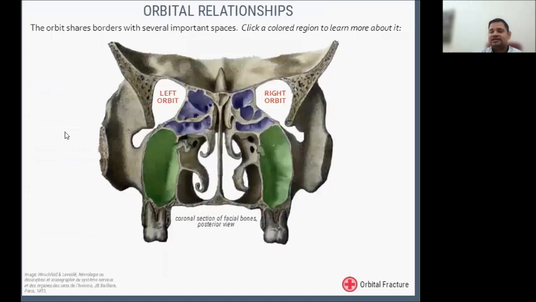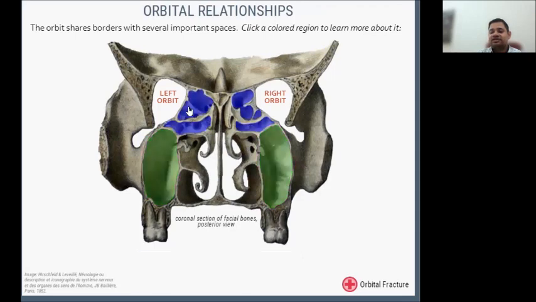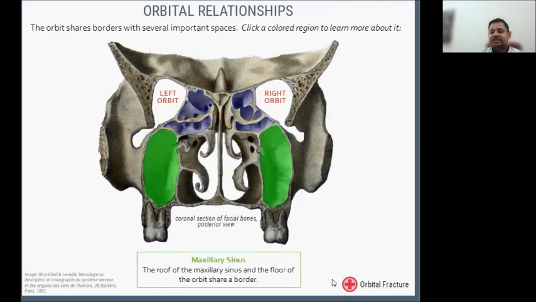Next, there are some orbital relations to be seen. The orbit borders several important spaces. You can see this part is the ethmoid sinus. We have seen the ethmoid sinus is located in the lateral mass of the ethmoid bone between the orbit and nasal cavity. Next is the maxillary sinus. The roof of the maxillary sinus and the floor of the orbit share a border. So these two are the orbital relations with the sinuses: ethmoid sinus and maxillary sinus.